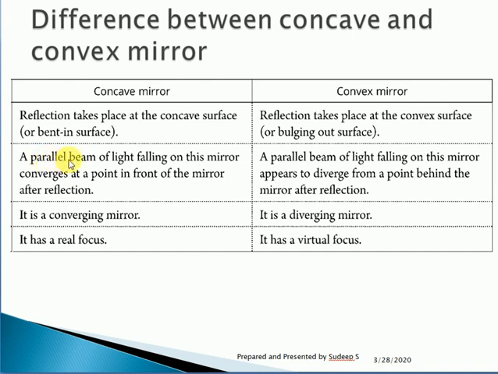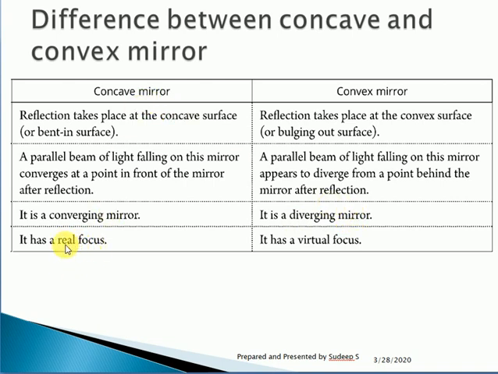A parallel beam of light falling on this mirror converges at a point in front of the mirror after reflection. We have just discussed this topic in principal focus. Similarly, a parallel beam of light falling on this mirror appears to diverge from a point behind the mirror after reflection. Concave mirror is also known as converging mirror, while convex mirror is also known as diverging mirror.